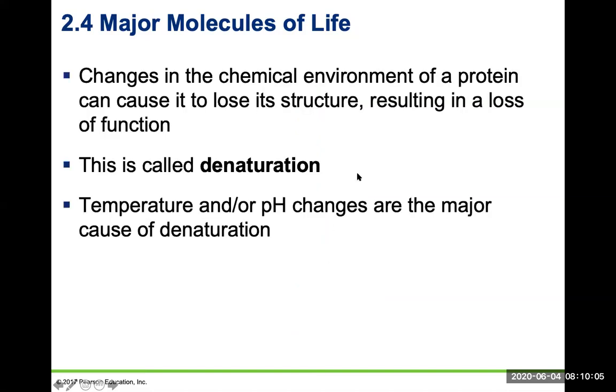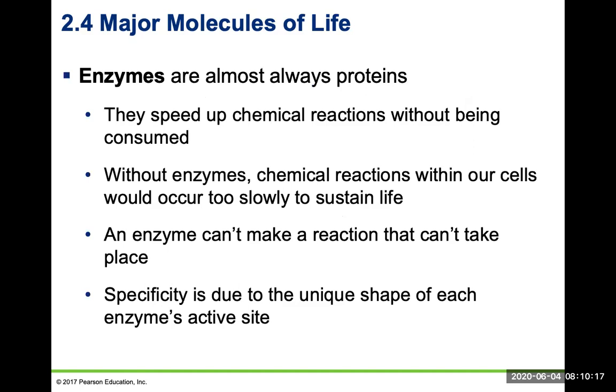Changes in the chemical environment of a protein can cause it to lose its structure, resulting in a loss of function. And this is called denaturation. This can occur through temperature or pH changes.